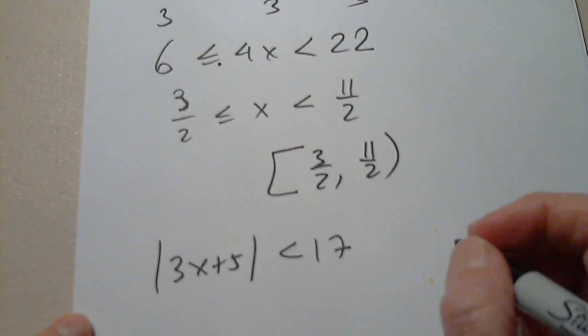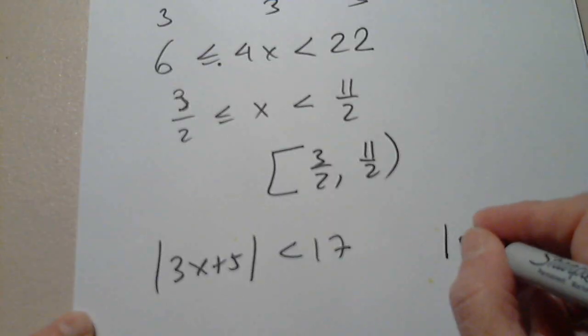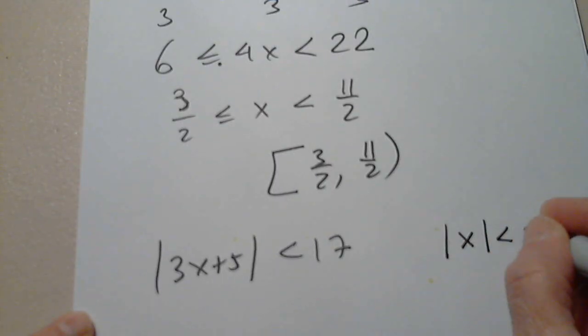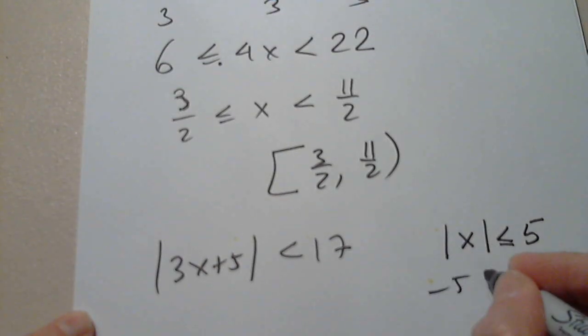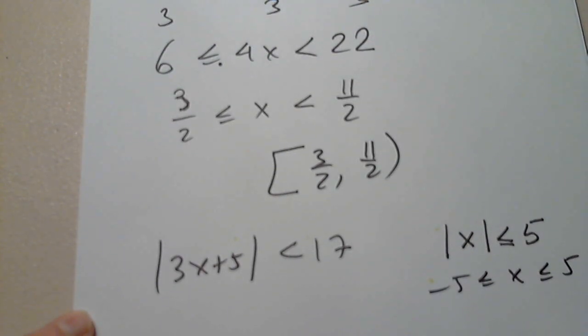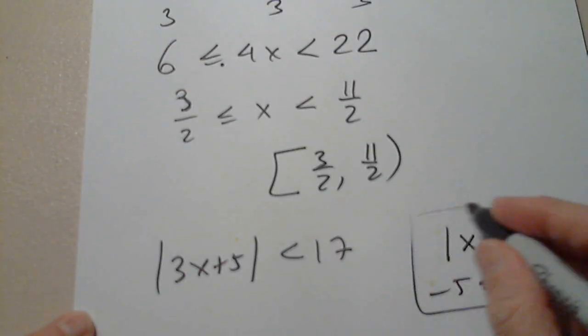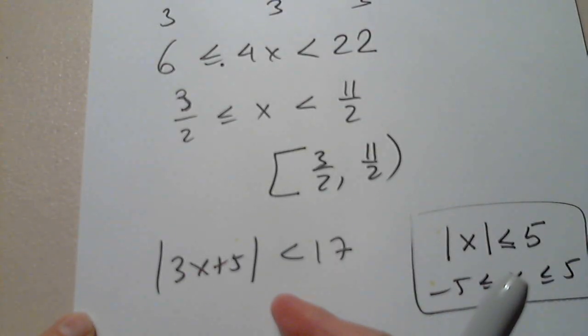Remember with the absolute value, when we have an expression, let's say the absolute value of x less than or equal to a number, say 5, it's -5 less than or equal to x less than or equal to 5. This is an easy one. And that's exactly what this is.